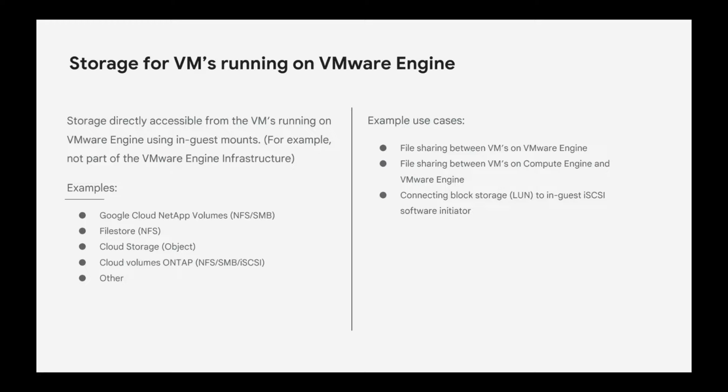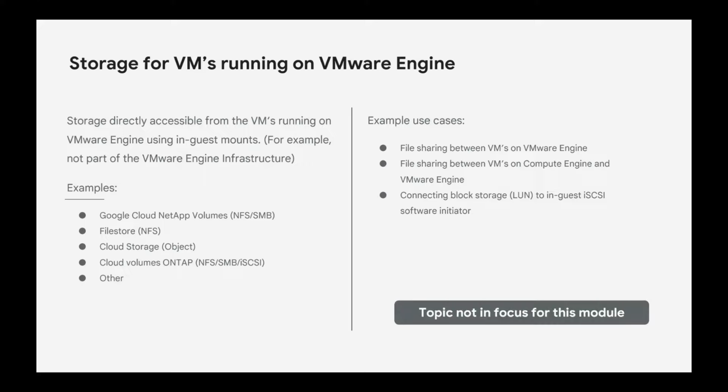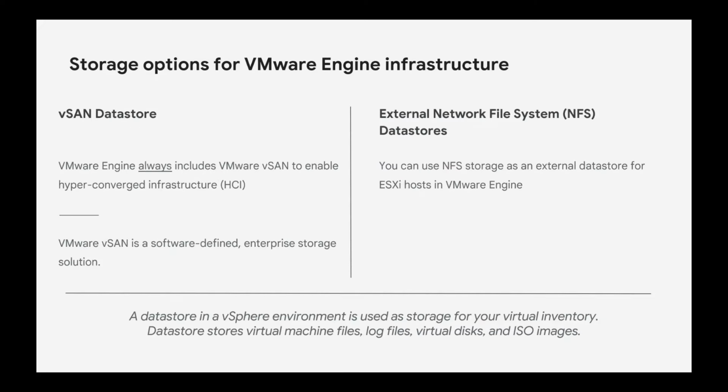While the concepts are broadly similar between VMware Engine and Compute Engine, there might be a slight difference when it comes to the network path between VMware Engine and those external storage options offered elsewhere in Google Cloud. But other than that, the concepts for both VMware Engine VMs and Compute Engine VMs are the same. For this module, we'll focus on storage options for the VMware Engine infrastructure itself, and then specifically the data store capacity. So, what is a data store?